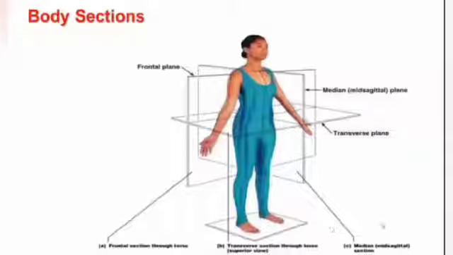Coming to body sections. So our body is divided into three main sections. It is divided by frontal plane, as you can see here, medial plane, this, transverse plane, this. What are these planes? How do they divide the body? Let's see in further.